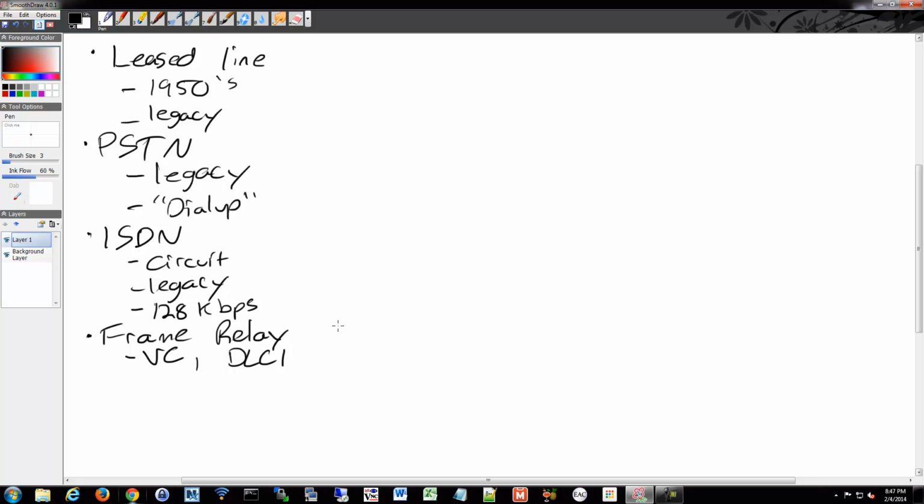One location will have one DLCI and one location will have another DLCI, and when you try to send traffic from one location to the other, you send it to that DLCI number. So we'll be going into that. It also, with the virtual terminology there, supports virtual circuits, so it acts like it's a circuit that's dedicated to you, but it is actually on a packet-based backbone.